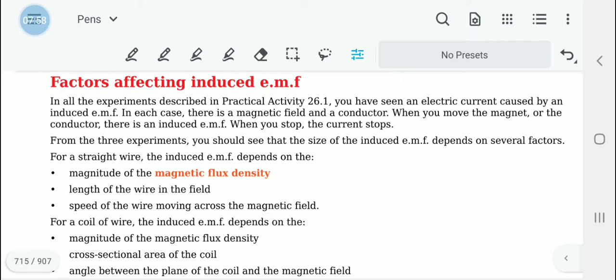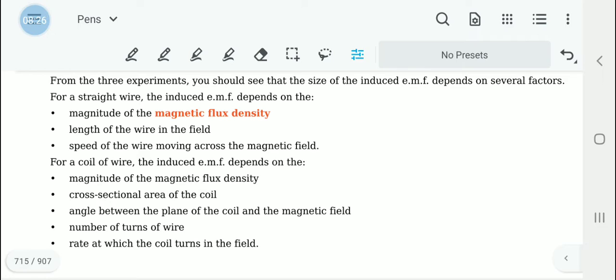It will be higher. If we are talking about a straight wire, the magnitude of the magnetic flux density will affect the EMF. Then the length of the wire in the field, once again, if the length is higher, then the EMF is also higher. Speed of the wire moving across the magnetic field, once again, the EMF is higher if the speed is higher. For a coil, the EMF would depend again on the magnetic flux density and the cross-sectional area of the coil. If the cross-sectional area of the coil is higher, then there would be higher EMF.